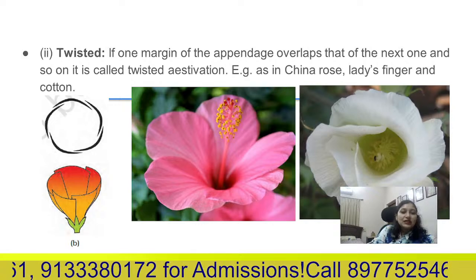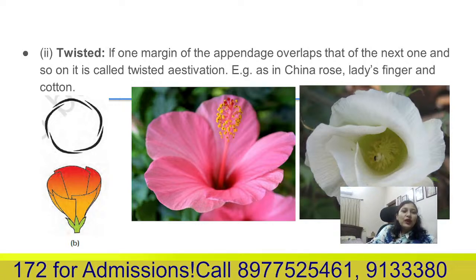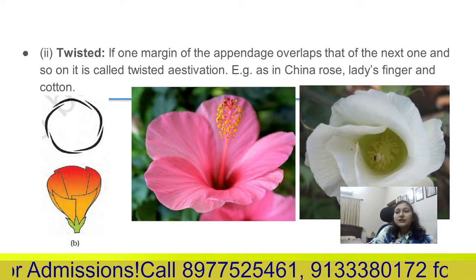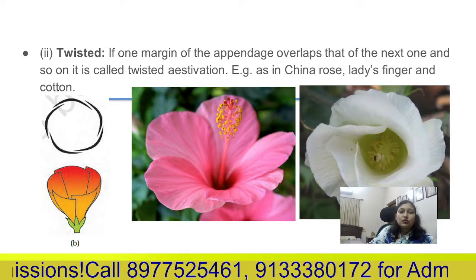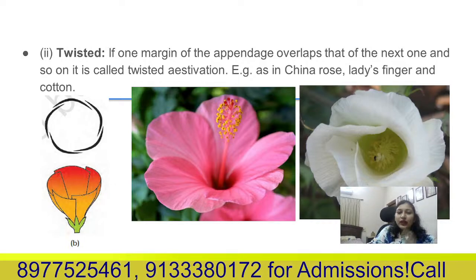Then next it is twisted. Completely, properly twisted. One margin of the appendage overlaps that of the next one. It is called twisted estivation, like in case of China rose, lady's finger and cotton.